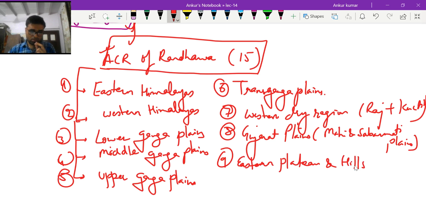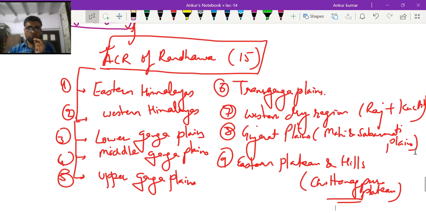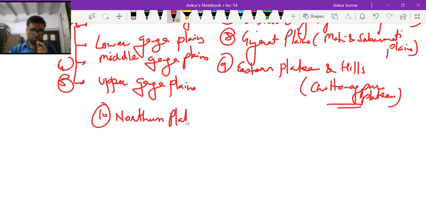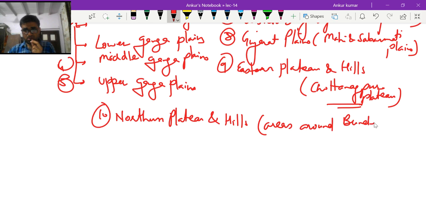It includes the Chota Nagpur Plateau region. So we have discussed nine regions. Moving on to the 10th one, the Northern Plateau and Hills. These include the areas around the Bundelkhand Plateau, Bundelkhand. The 11th one is the Central Plateau and Hills.